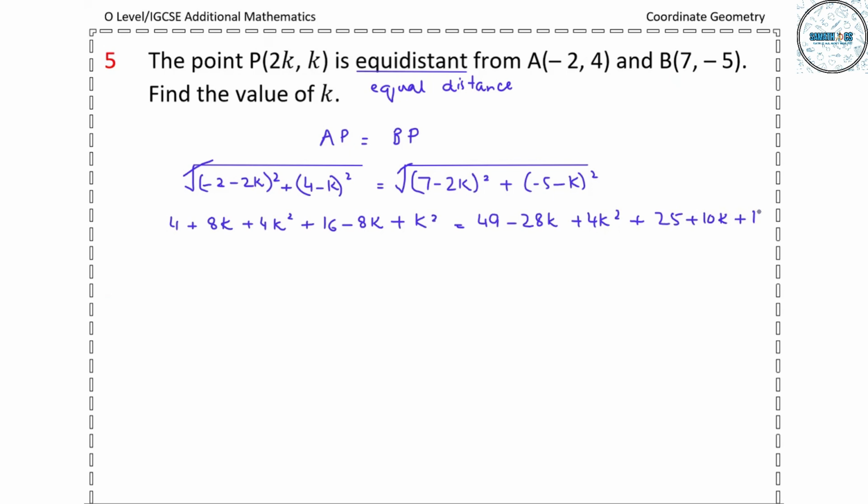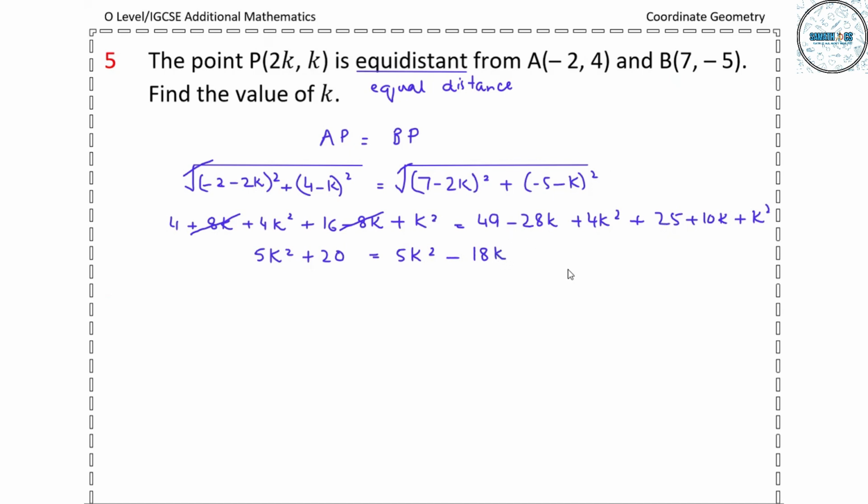Then plus k square. We'll simplify both the sides. 4k square will be 5k square. 4 plus 16 is 20. And 8k and minus 8k will be cancelled out. On this side, 4k square plus k square is equal to 5k square. Minus 28k plus 10k is minus 18k.